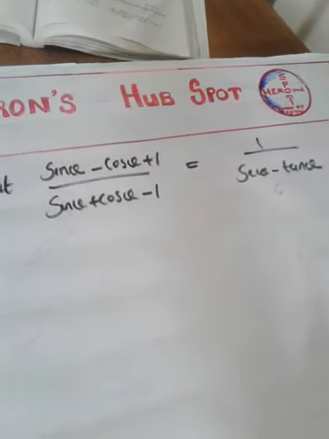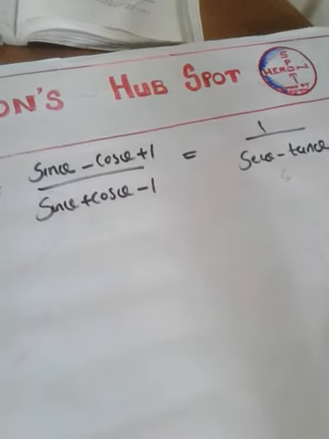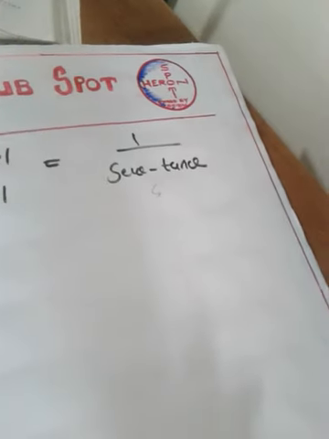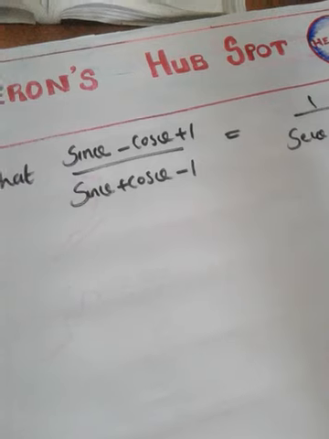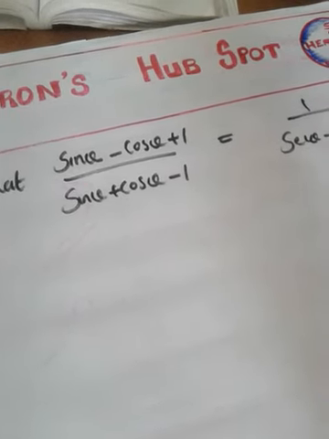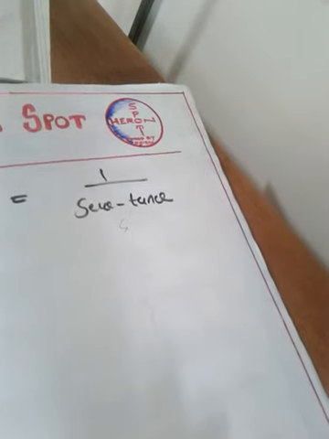You can mark it as a very important question. This question will come under section D, as I told you. And here you just see the LHS side and RHS side. LHS is in terms of sine and cos. RHS is in terms of sec and tan.